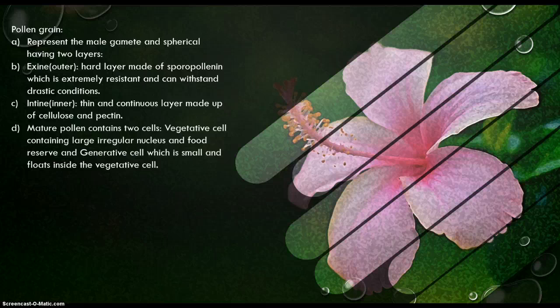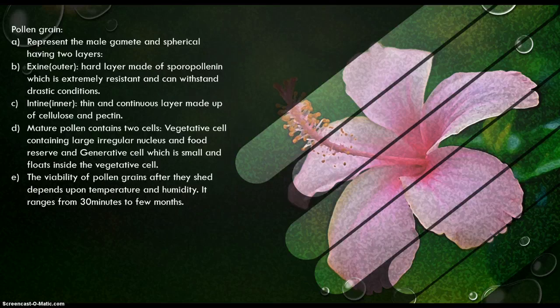The mature pollen grain contains 2 different kinds of cells. One is known as the vegetative cell, containing a large irregular nucleus, and it is the food reserve. And the second one is the generative cell, which is comparatively small and floats inside the vegetative cell. This generative cell is the cell which goes and fertilizes the female ovule.